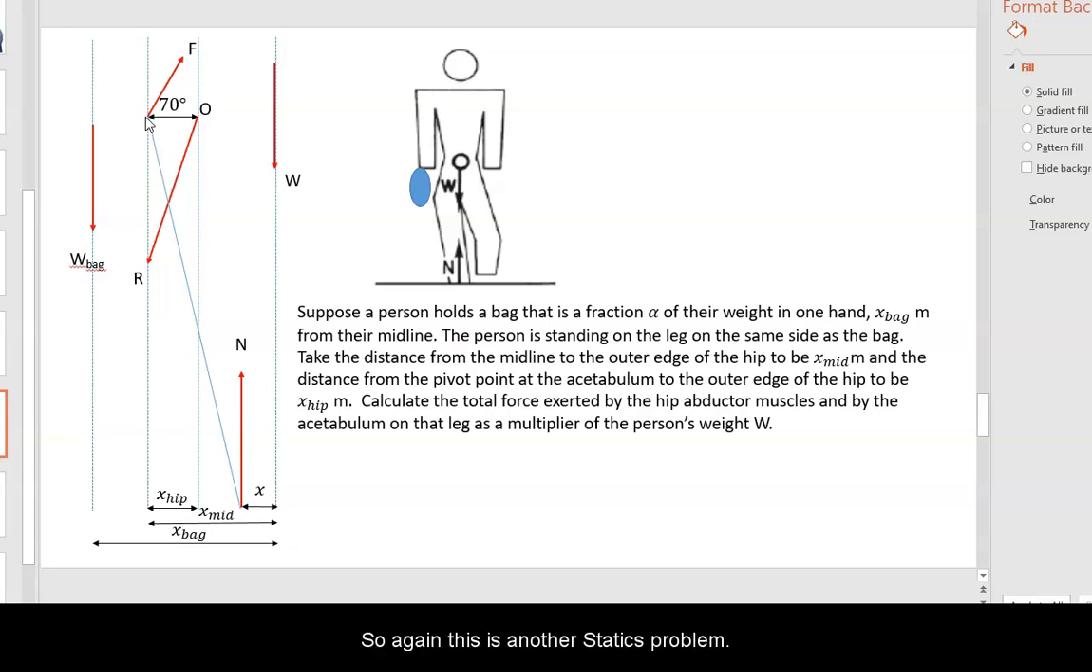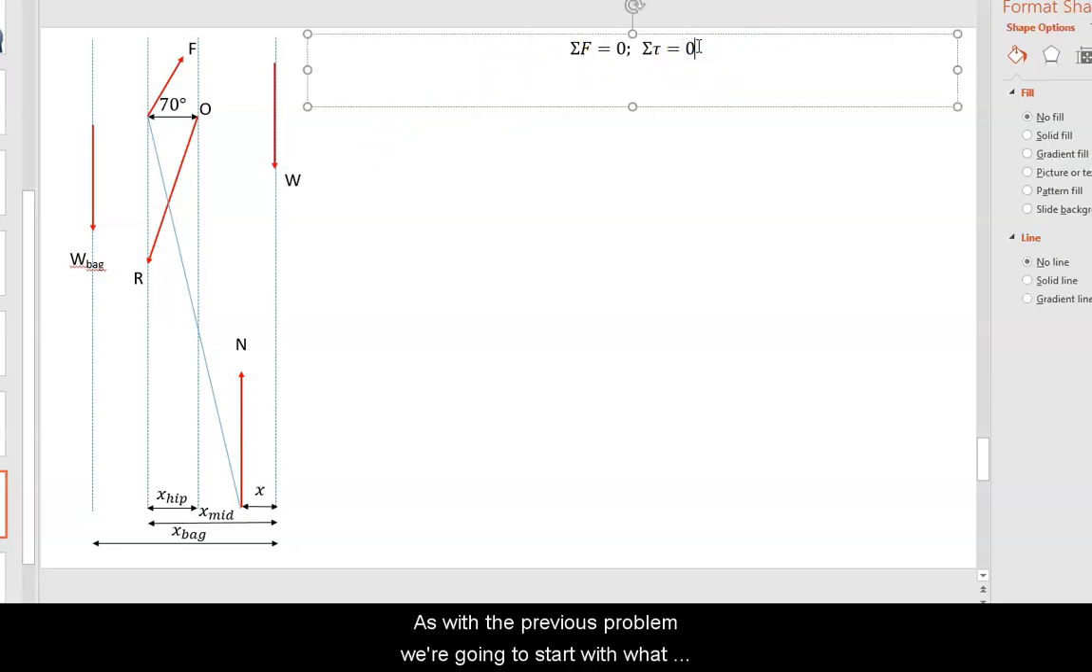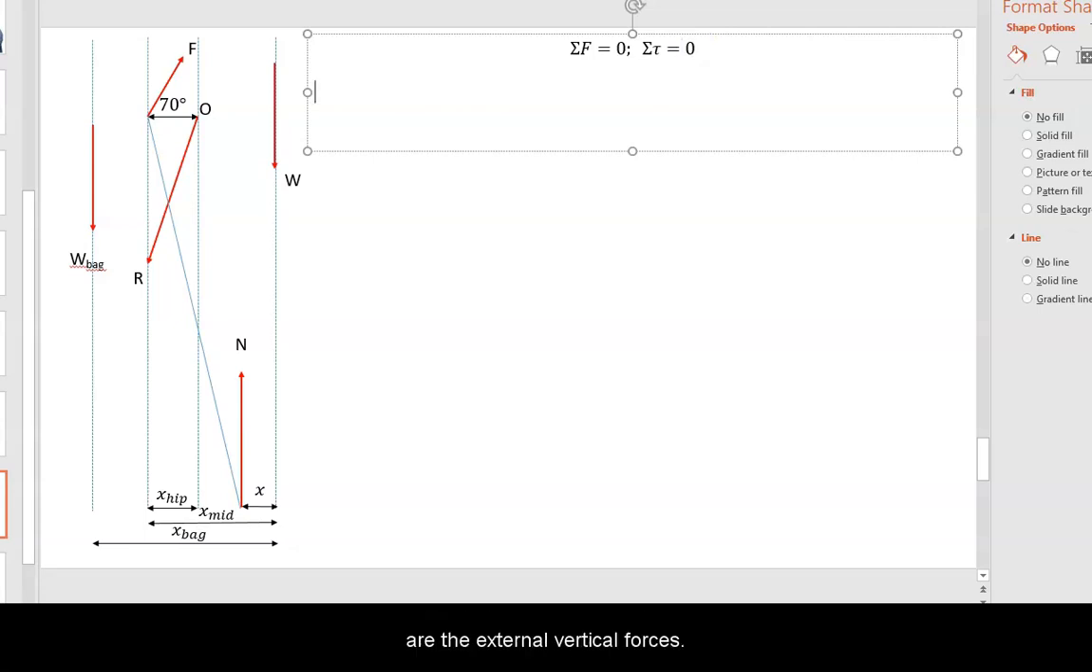So again, this is another statics problem. All right, so we have the sum of the forces is 0, the sum of the torques is 0. As with the previous problem, we're going to start with what are the external vertical forces. Again, the forces here on the hip are all internal to the body, so we're taking the macro view of the whole body, and what do we get?